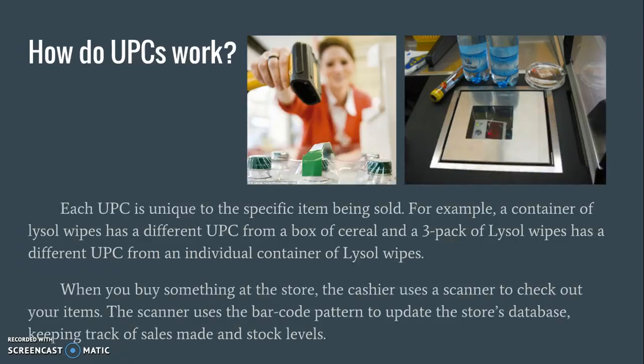So what happens is each store has a server that has all the different UPC codes in it and what price that item is. Whenever you scan a UPC code in that store, it will tell the database that the item is being bought, and so then they can stay up on stock numbers and different profits that they're making.